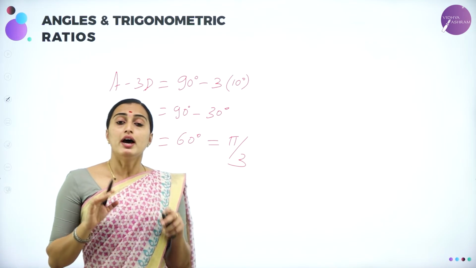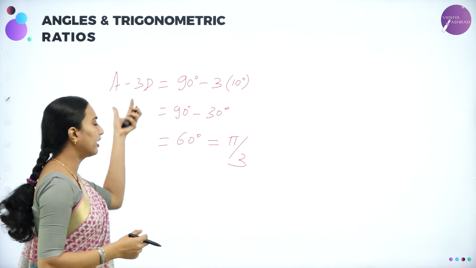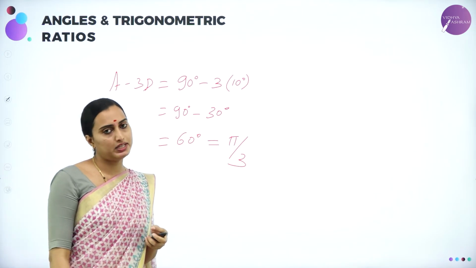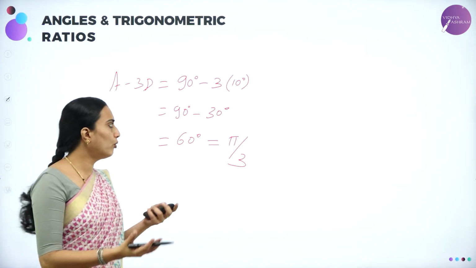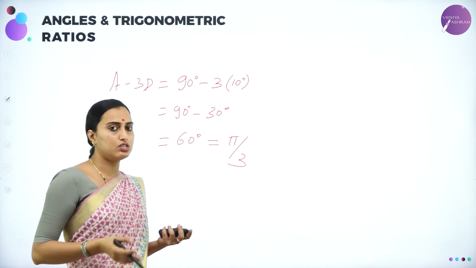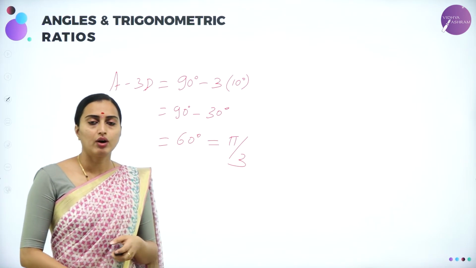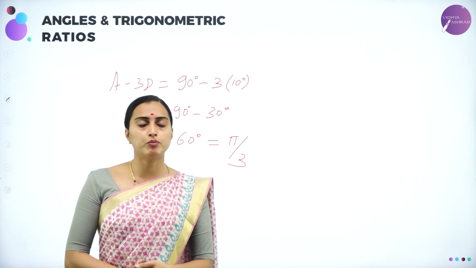They have asked you to represent only the least angle in a radian. This is the least angle. Greatest angle means A plus 3D. Are you getting? If you want to express A minus D also, it is not the least, it is above the least. Understood? This is the least angle in these. Okay, I hope you understood this one. We'll move on to the next one.